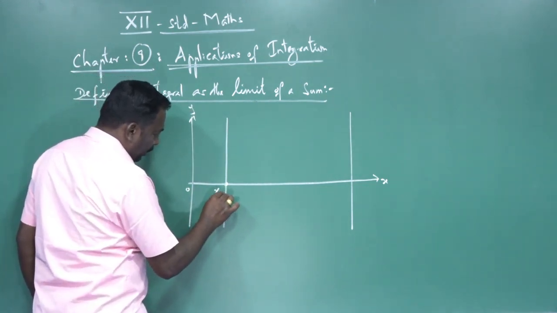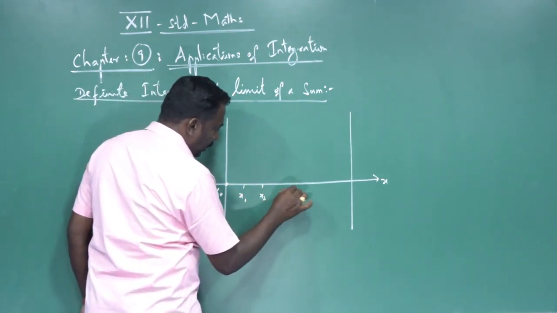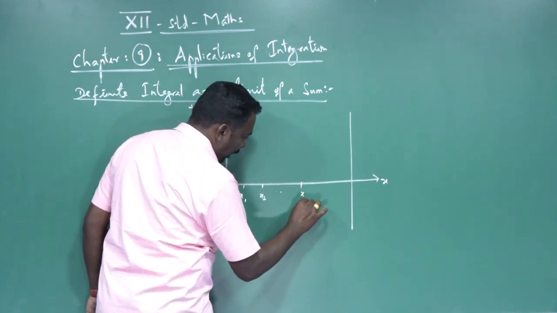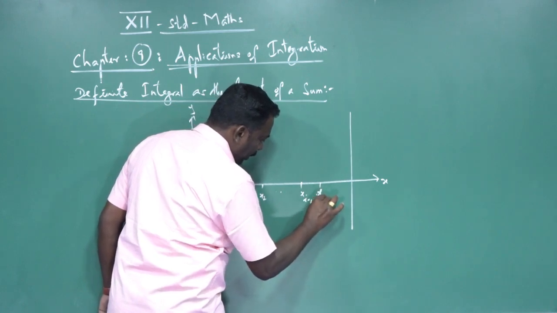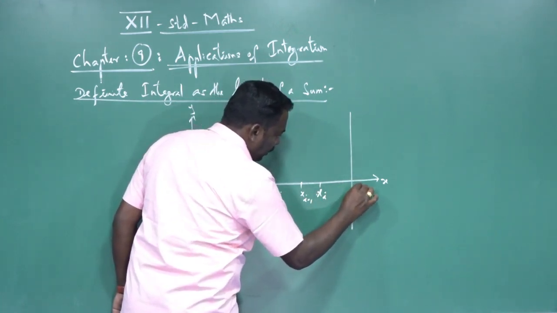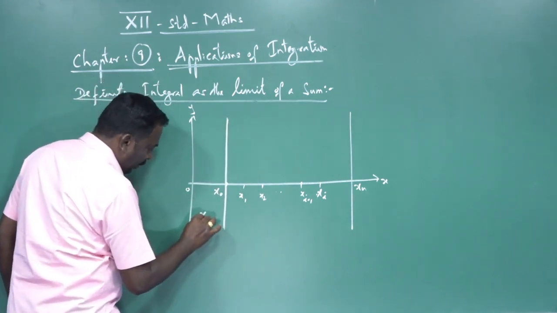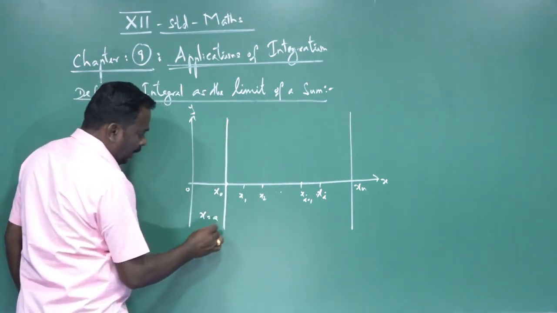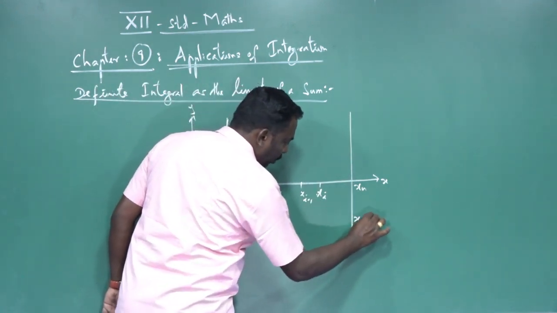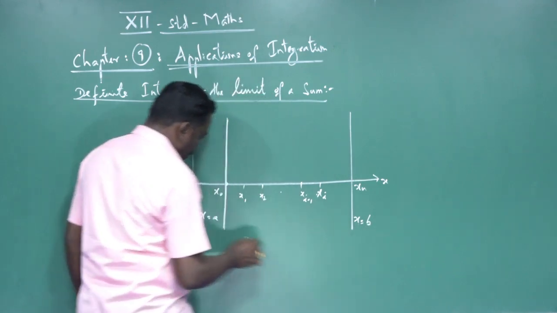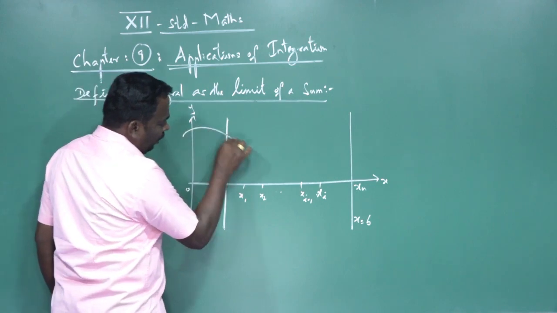The points are defined by x0, x1, x2, and so on: x_{i-1}, then x_i, and so on up to x_n. The boundary line can be defined by x equal to a, where a is x0. The other boundary line is x_n, that is x equal to b. So x equal to a and x equal to b are the two boundaries. The curve is involved.